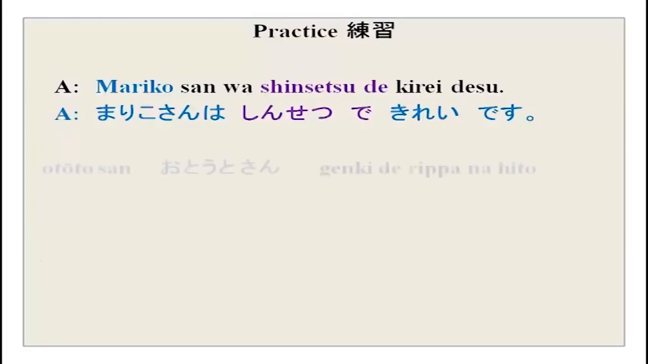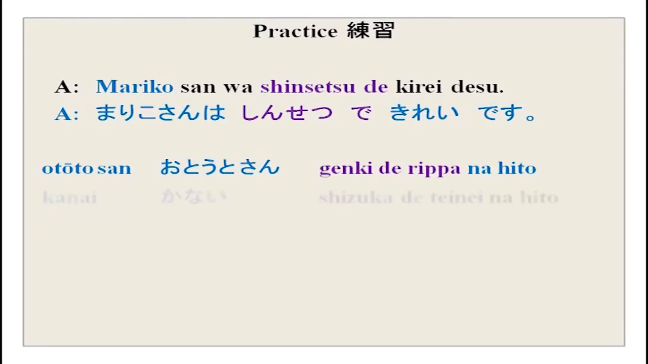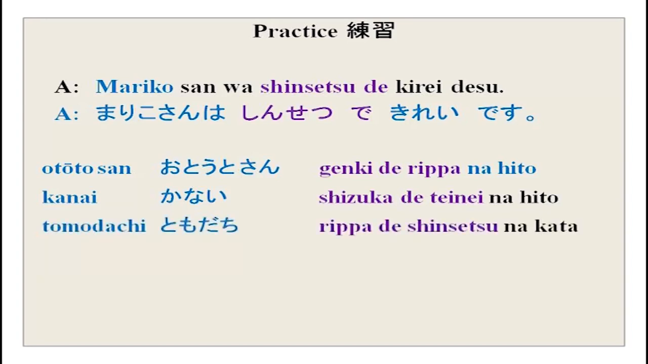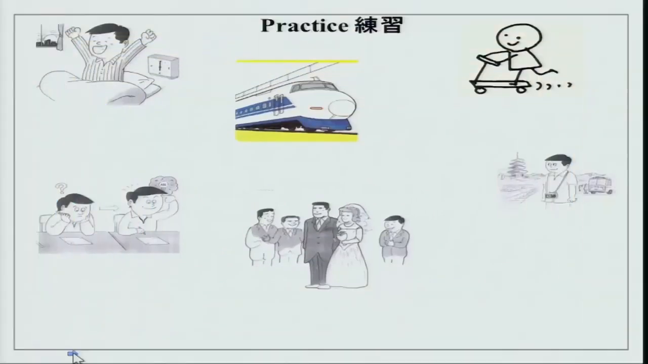Oto-san wa genki de rippana hito desu. Kanai wa shizuka de teinei na hito desu. Tomodachi wa rippa de shinsetsu na kata desu. Now, kata you will not use for people of your own family or for yourself. You will use it for outsiders. It could be tomodachi, it could be sensei, it could be someone else. Michiko-san, Mariko-san, anybody, but not for Oto-san, Oka-san and your own family members. Now, you can practice this over here.